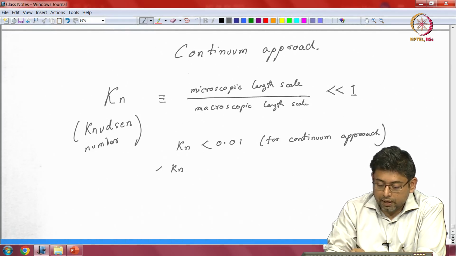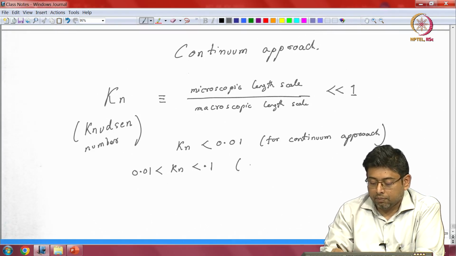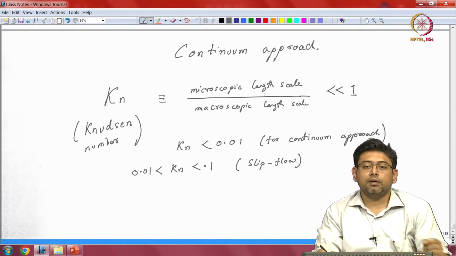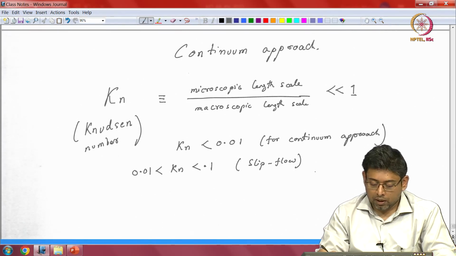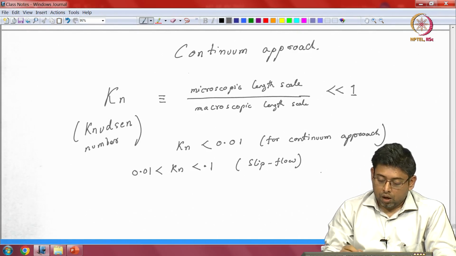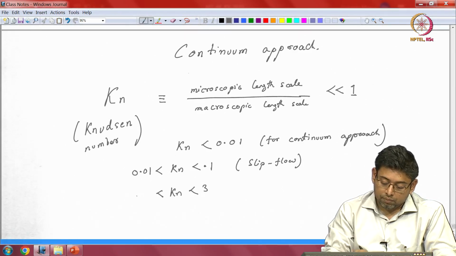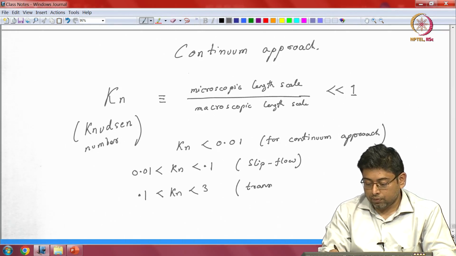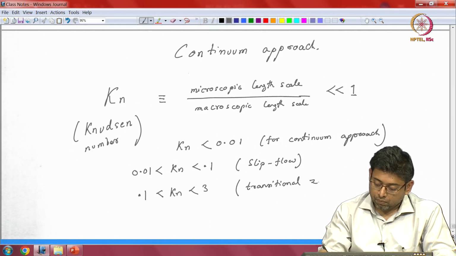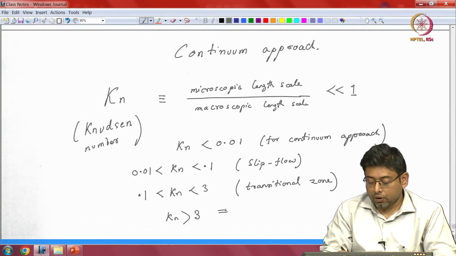If Knudsen number is greater than 0.01 but still less than 0.1, then this is in the domain of what is often known as slip flow, where the continuum approach is more or less still valid, but you might encounter slip at the walls. So the no slip condition at the walls might actually be not exactly true. But as this number grows, so if this number is, let's say, between 0.1 and 3, then you end up into a zone called the transitional zone. And if Knudsen number is now greater than 3, then you have something called free molecular flows.